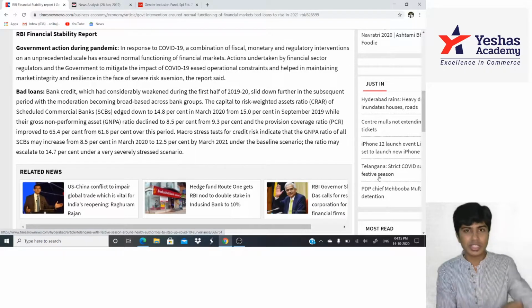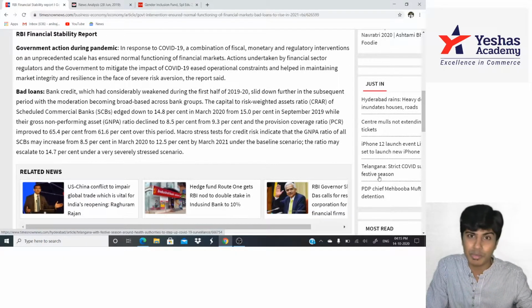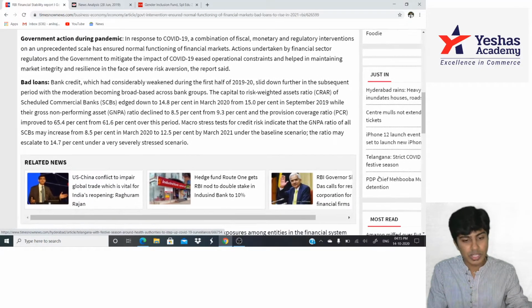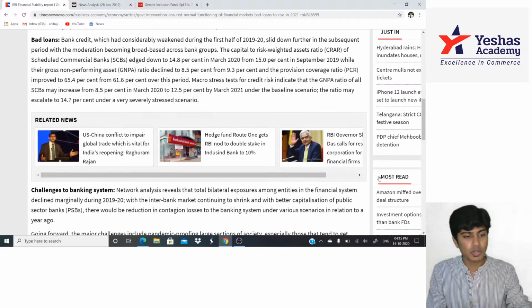Okay, that's with respect to this financial stability report given by RBI. And regarding bad loans, now this is the crucial part. This is where your examination comes into the picture. So you want to concentrate on this part.